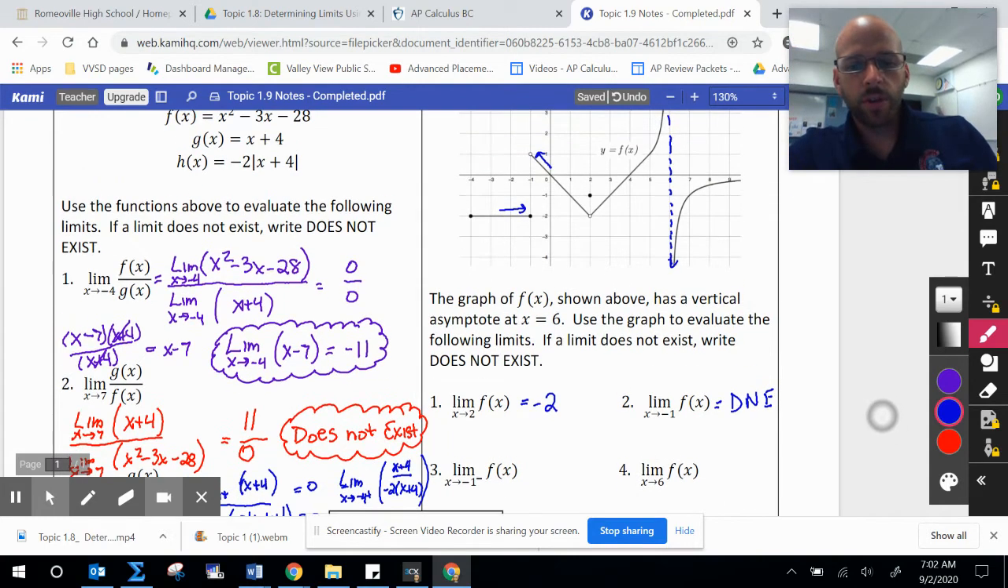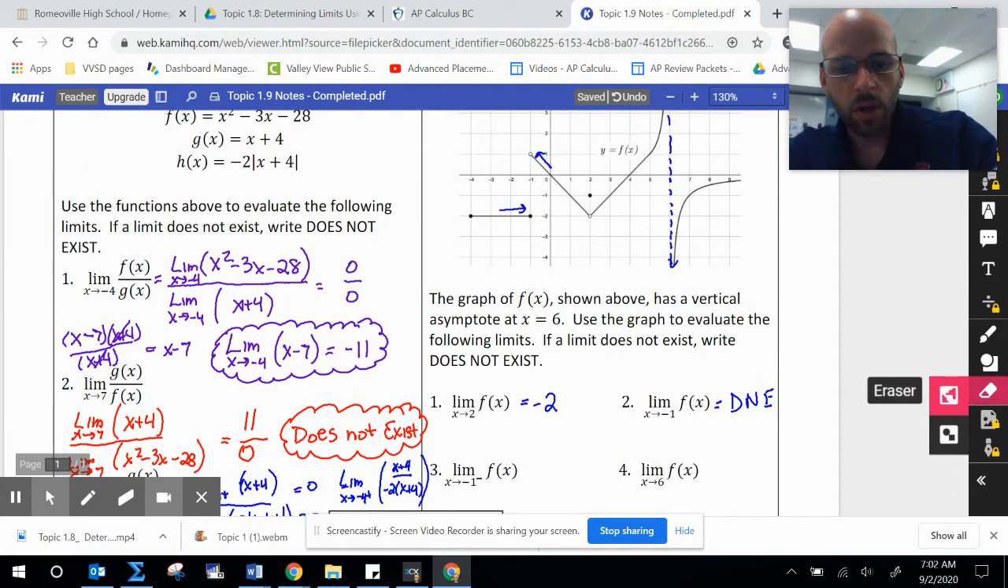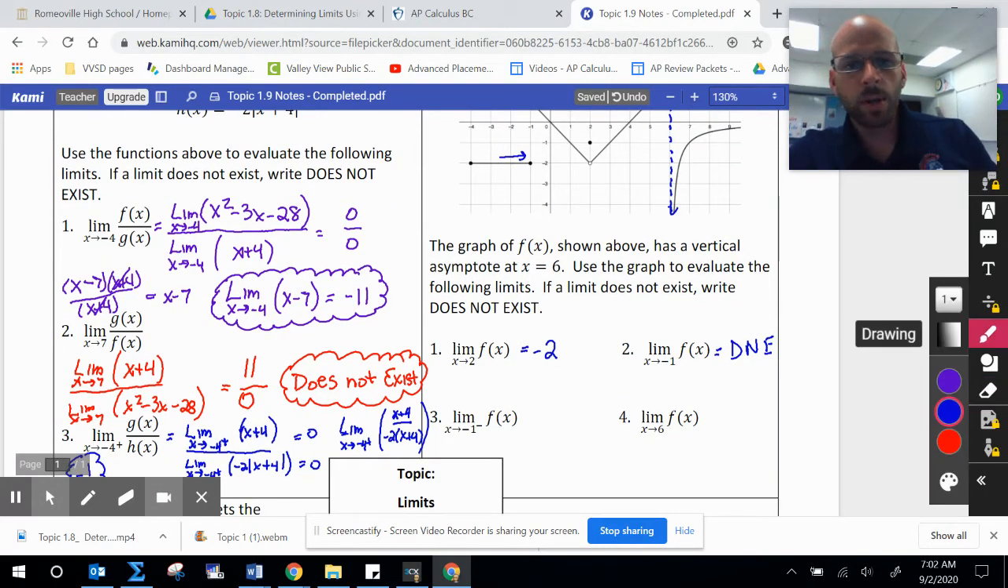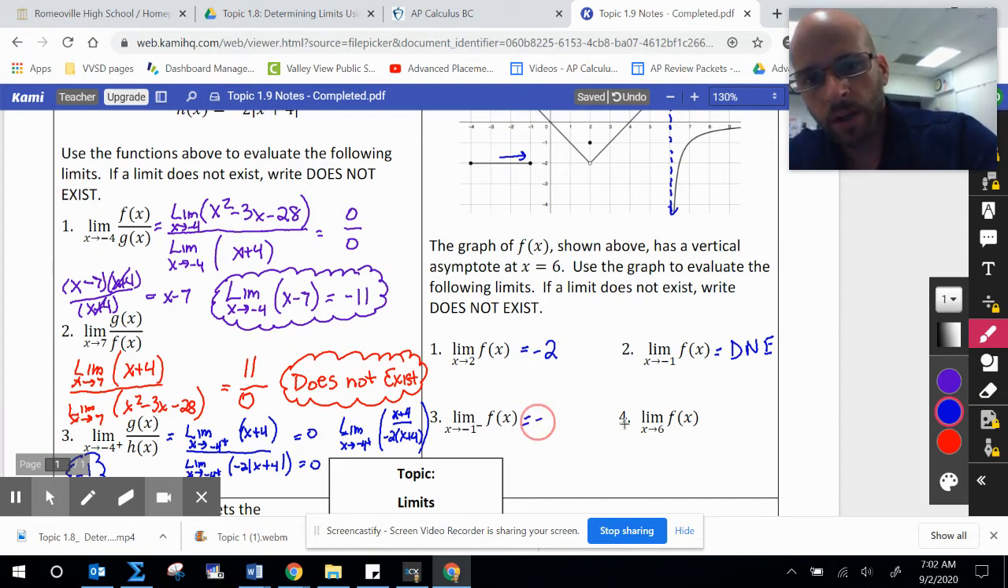Okay. For number 3, let's keep going. As I approach -1, remember when you have that little negative there as your superscript, that's from the left, so that's going to be this arrow here, and that is going to be at a value of -2.